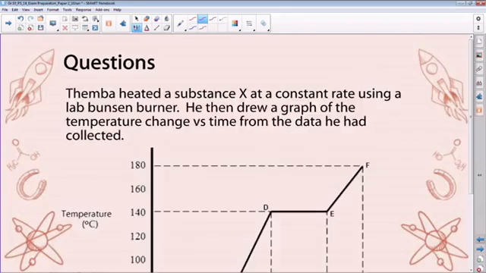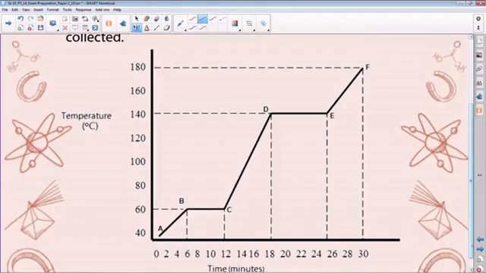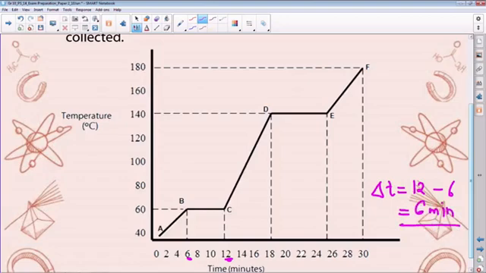If you check during melting, the melting happened between the 6th and the 12th minute. So delta T in this case is equal to 12 minus 6. In other words, it took 6 minutes. The time interval there is very, very important. We can also determine the one for boiling, where temperature remained constant. It took place between 18 and 26.